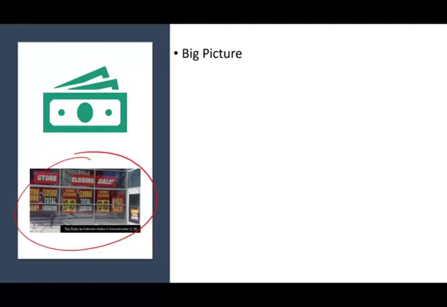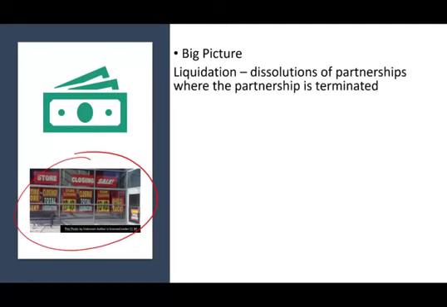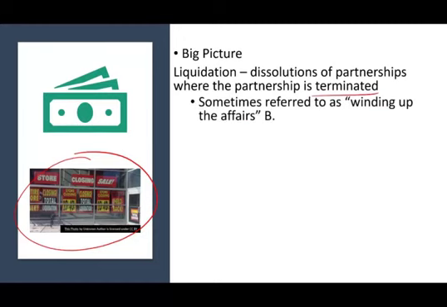So let's take a look at the big picture here. What are we talking about? We are talking about liquidation, the business going out of business, the partnership going out of business. Well, basically we are terminating the partnership. We're going out of business. Sometimes it's called winding up the affairs.